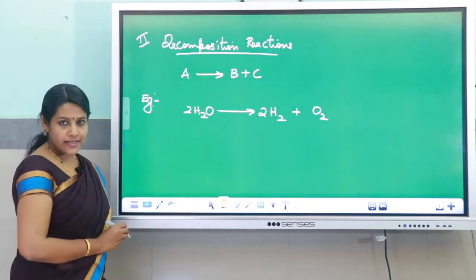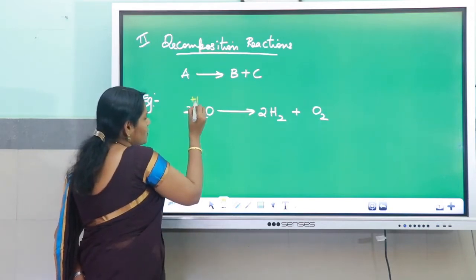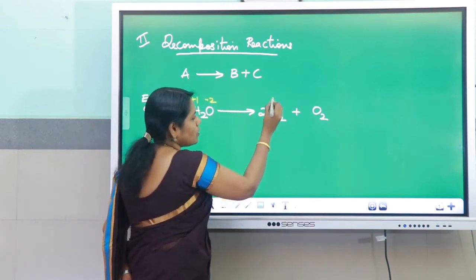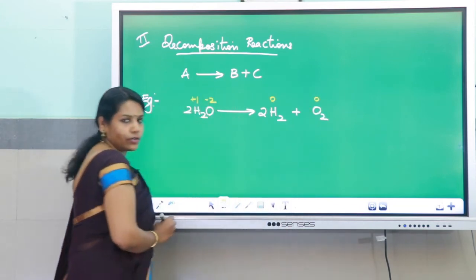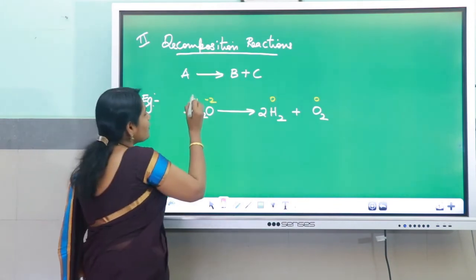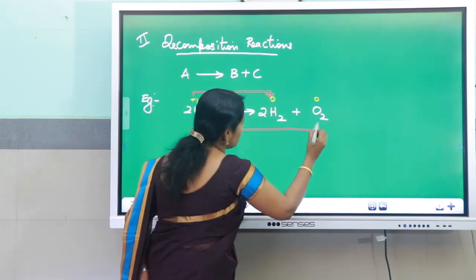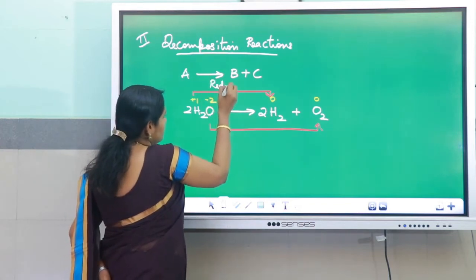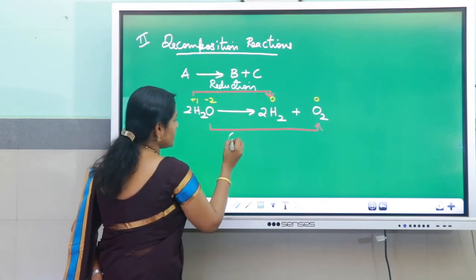Let us calculate the oxidation number. We know that the common oxidation state for hydrogen is plus 1 and oxygen is minus 2. H2 is a homonuclear diatomic molecule, so it is 0. O2 is again 0 because it is a homonuclear diatomic molecule. Here we can see that hydrogen plus 1 becomes 0 and oxygen minus 2 becomes 0. Plus 1 is reduced to 0, that is reduction, and minus 2 is oxidized to 0, that is oxidation.